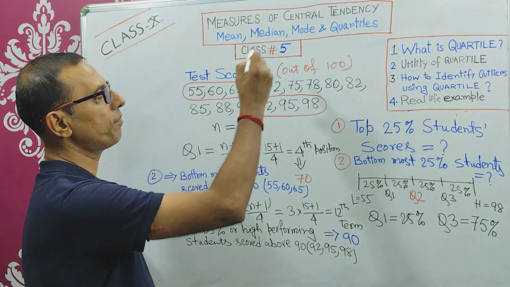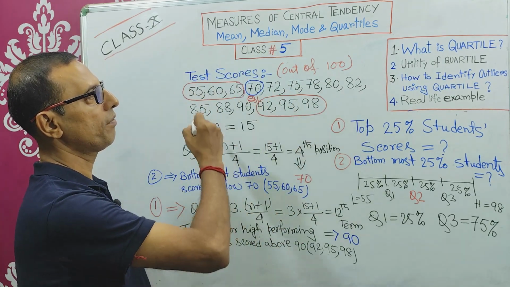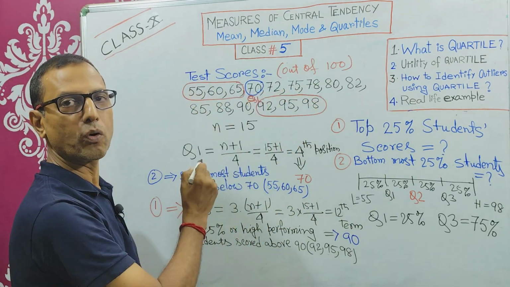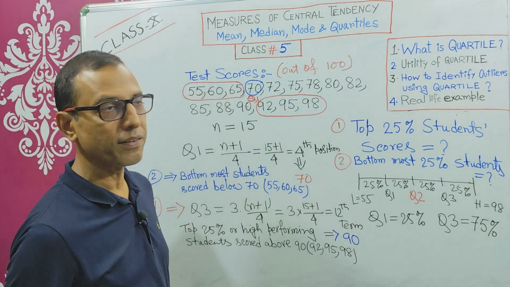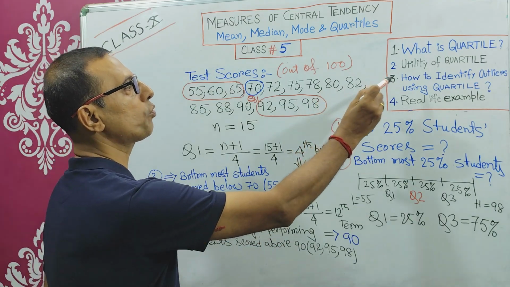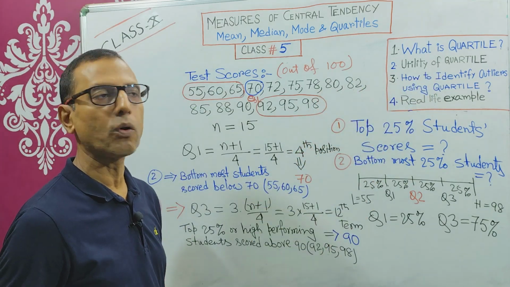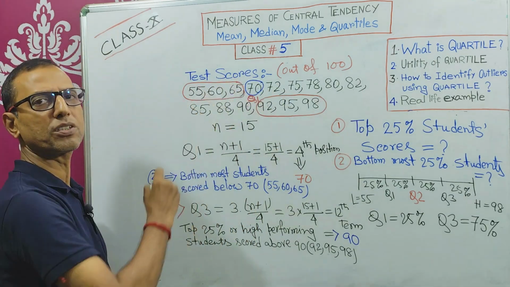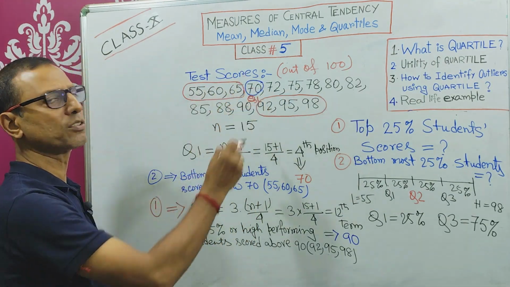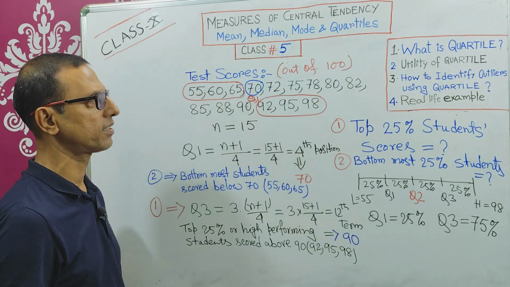I believe you have understood what is quartile, what is the utility of quartile, what is IQR, Inter Quartile Range, and how to identify outliers using quartile, and a real life example. This kind of thing you can utilize for the education sector, right? Now you can also utilize this kind of data set using quartile.